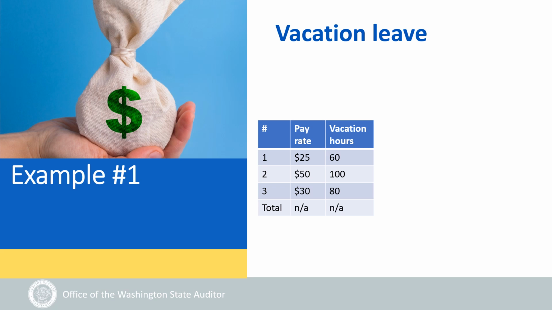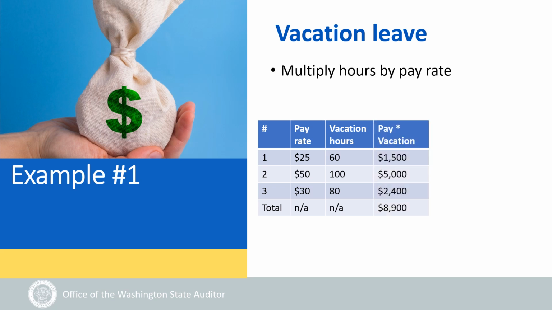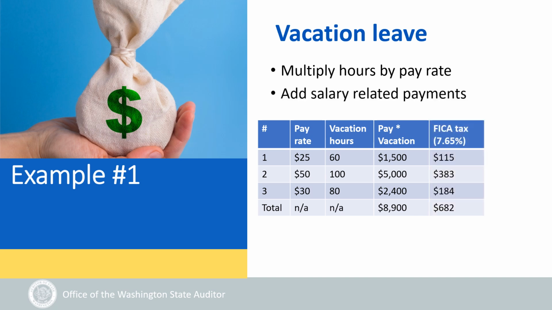We start with their pay rate and multiply it by their total vacation hours. Then we add salary-related payments. In this example, they only have FICA taxes, which are the Social Security and Medicare taxes, totaling 7.65%. For all 3 employees, that gives us a total liability of $9,582 for unused vacation leave.